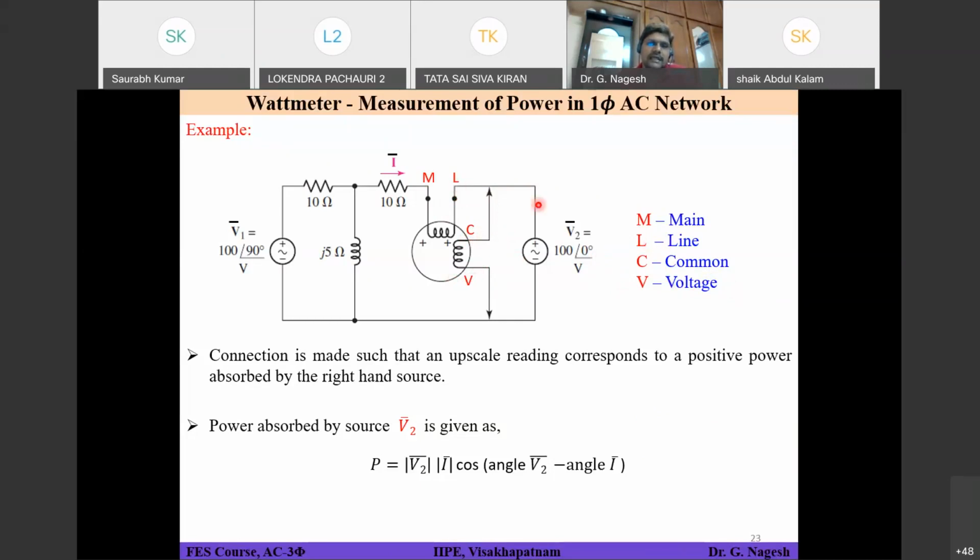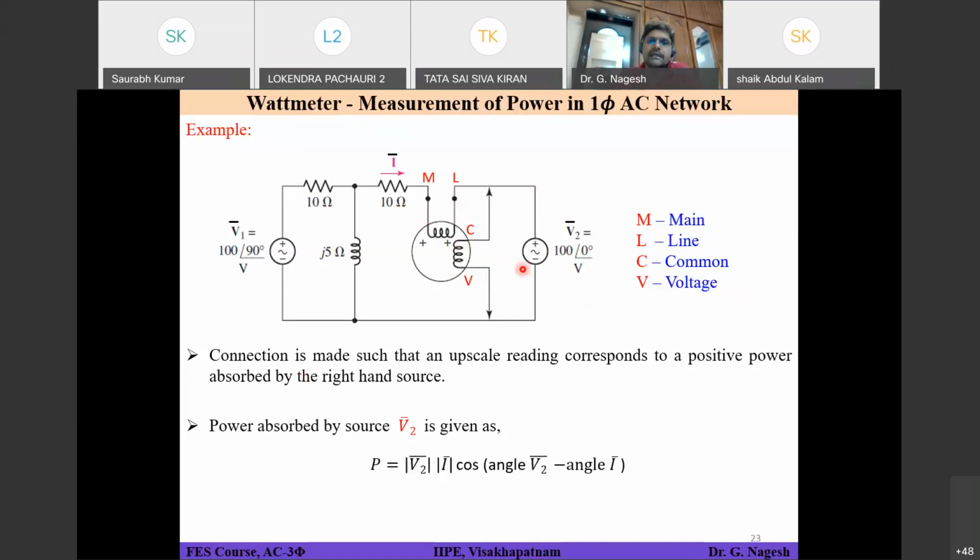And L is in line with wherever you want to measure power, it is in line with that. So that's why they call it line, and M is the main which is coming from the other side. So they call them M, L, C, and V.